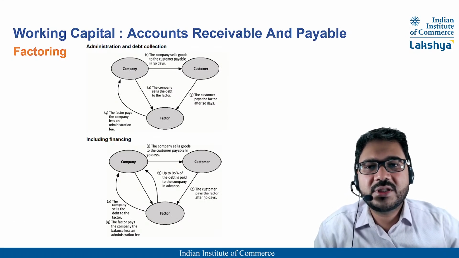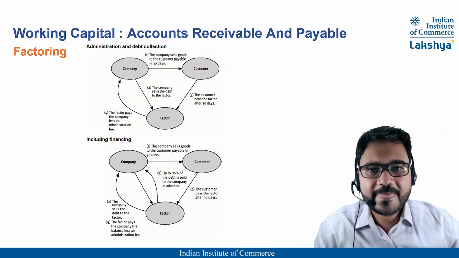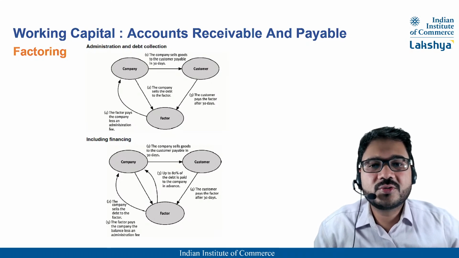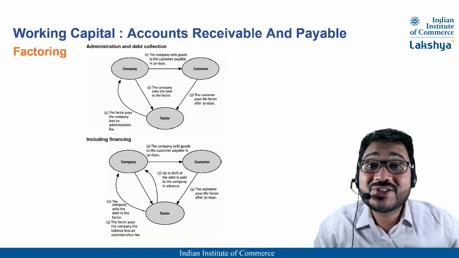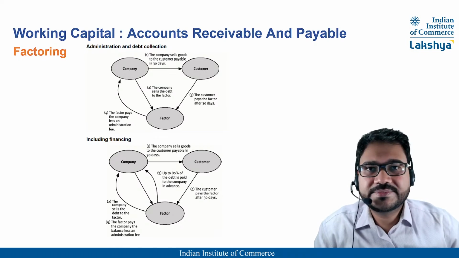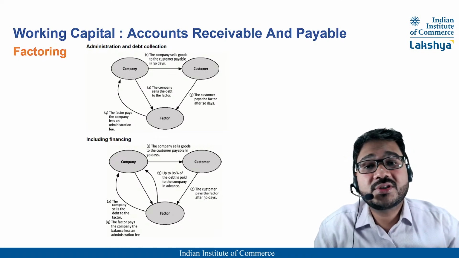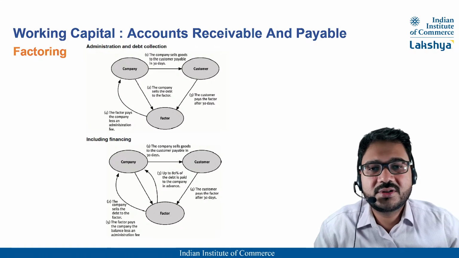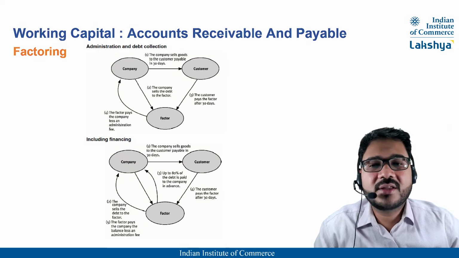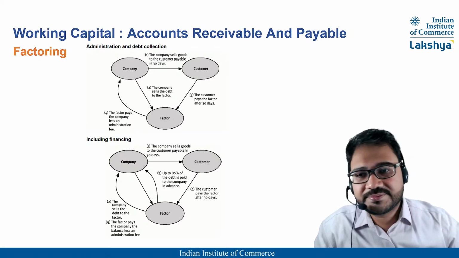If it's just admin and debt collection, then the company will sell to the customer. The company will sell the bill to the factoring agent. Now the customer has to pay the factoring agent, not the company. In invoice discounting, the customer was dealing with the company. Here, the customer is dealing with the factoring agent. The company is just supplying goods. And once the factor receives the payment, they will pay the company less whatever fees they have.